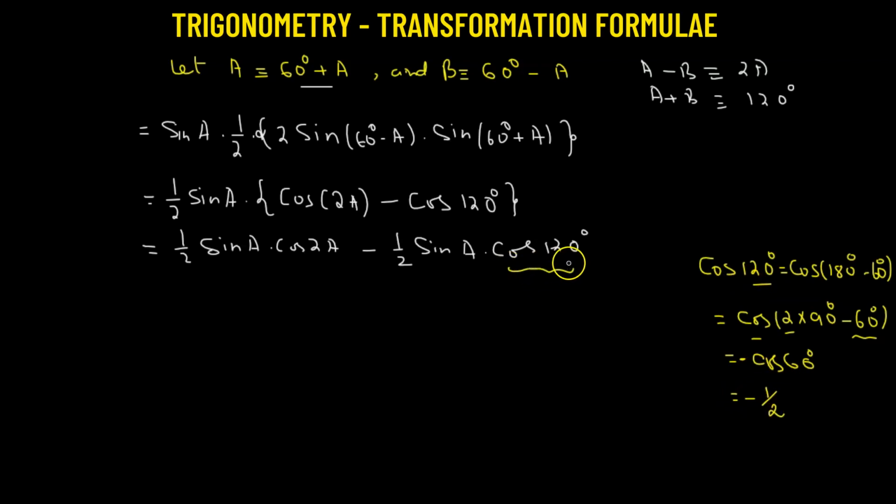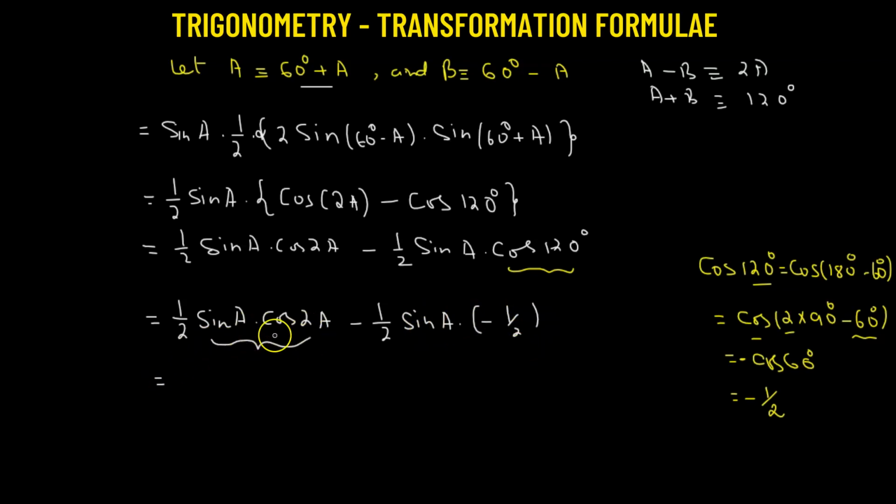So let's substitute cosine of 120 degrees with negative half, and our expression becomes half times sine of angle A times cosine of angle 2A, minus 1/2 times sine A times negative half. Now we can combine this using the transformation formula, but there's a factor 2 missing here, so we're going to multiply and divide by 2. So we have 1/4 times 2 times sine A times cosine 2A, plus negative half multiplied by negative half, that's 1/4. Since we have already taken it as a common factor, this will be simply added to sine of angle A.